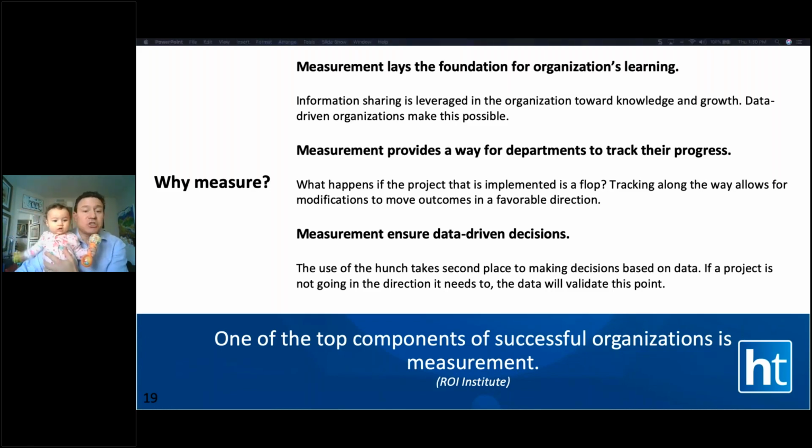Measurement ensures data-driven decisions. Again, today, people make a lot of decisions in hiring, for instance, with who they like. That's just not cutting it anymore. Who you like and hiring somebody that you get along with doesn't solve the problem for the role or for the team.